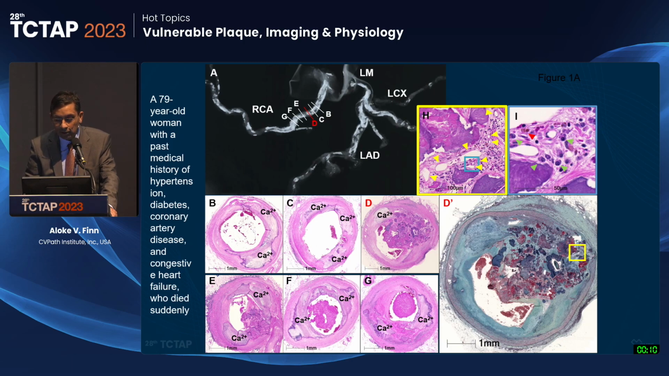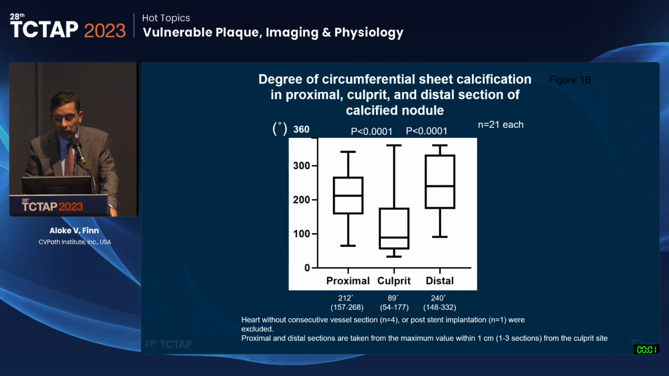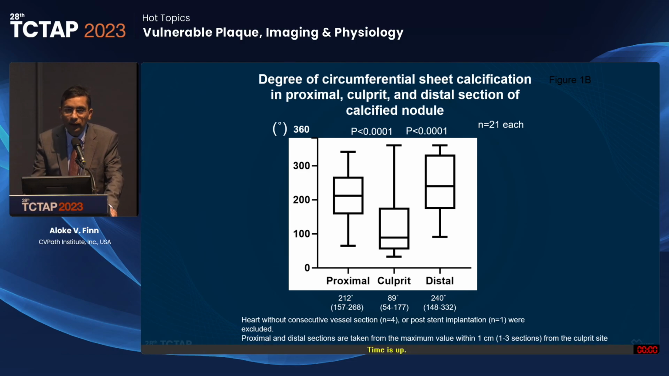And you can see the pathology here. At the D, you can see all those nodules of calcium on the Movat stain in the blue, eroding into the lumen, causing thrombus. This is really what a calcified nodule is. When we looked at the types of calcification associated with calcified nodule, we showed that at the proximal and distal regions there was sheet calcification, and at the culprit site there was much less sheet calcification.